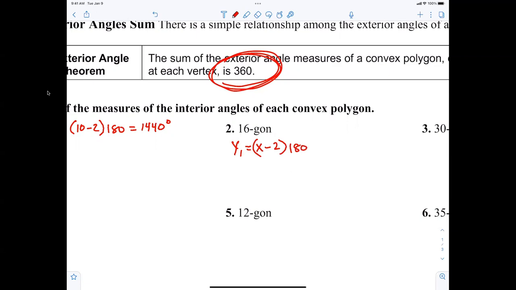Everybody type that in. Everybody got that on there? Y1. Everybody's good? Now we just need to go to our second table, or second graph. Everybody's pulling up the table. Now you just type in what? 16. And what's it say for 16? 2,520. Now, thank you, Court.